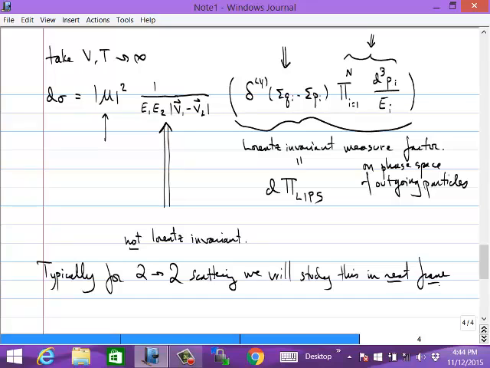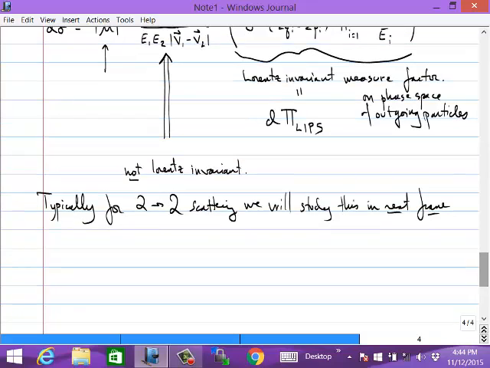And I thought it might just be instructive to work out explicitly what this is for two-particle to two-particle scattering in the rest frame. So in particular, let's just focus on 2-to-2 scattering. Okay. So here, in this case, oh, well, maybe before I do that, I should pause and see if there are any questions.